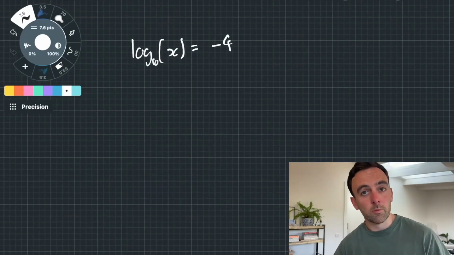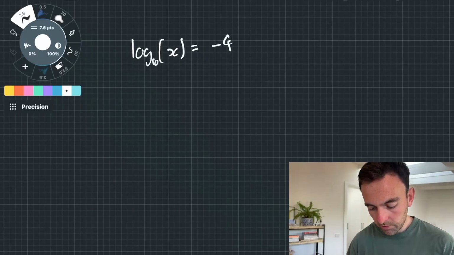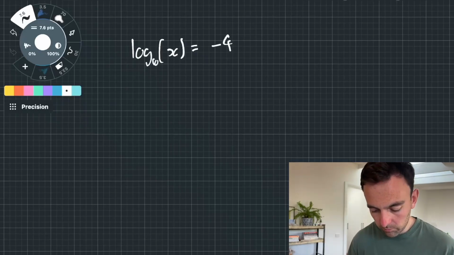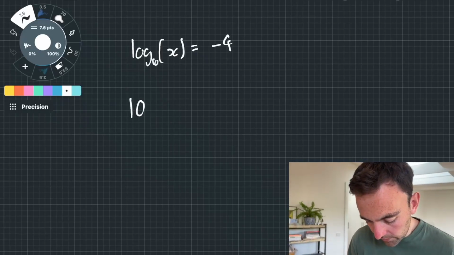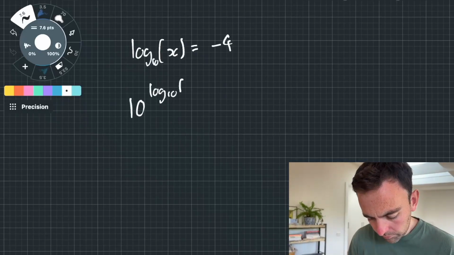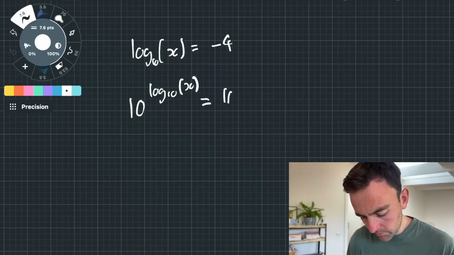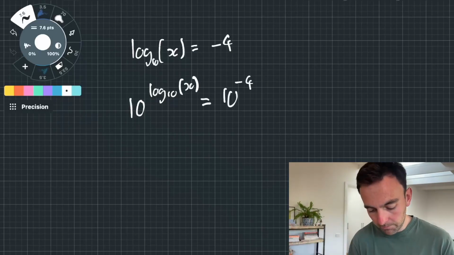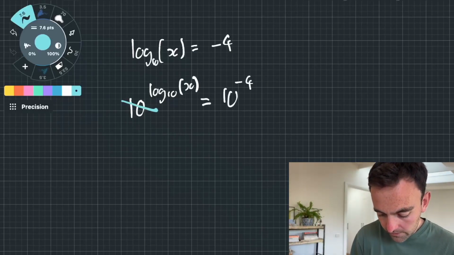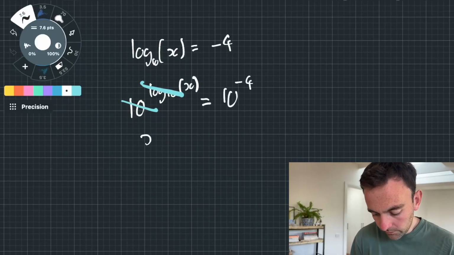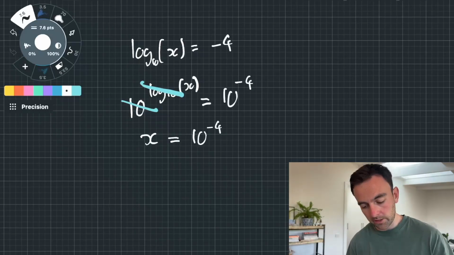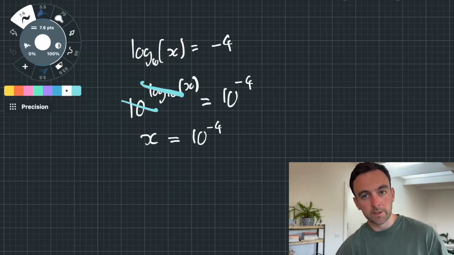So if we just go through one more example. We have log 10 of x equals negative 4. So what I do is I just raise both sides. I don't know what the proper mathematical terminology for that is, but I just make both sides the exponent of the base 10. These 10s then cancel, and all I'm left with is x equals 10 to the power of negative 4. Okay, so quite easy to rearrange logs.